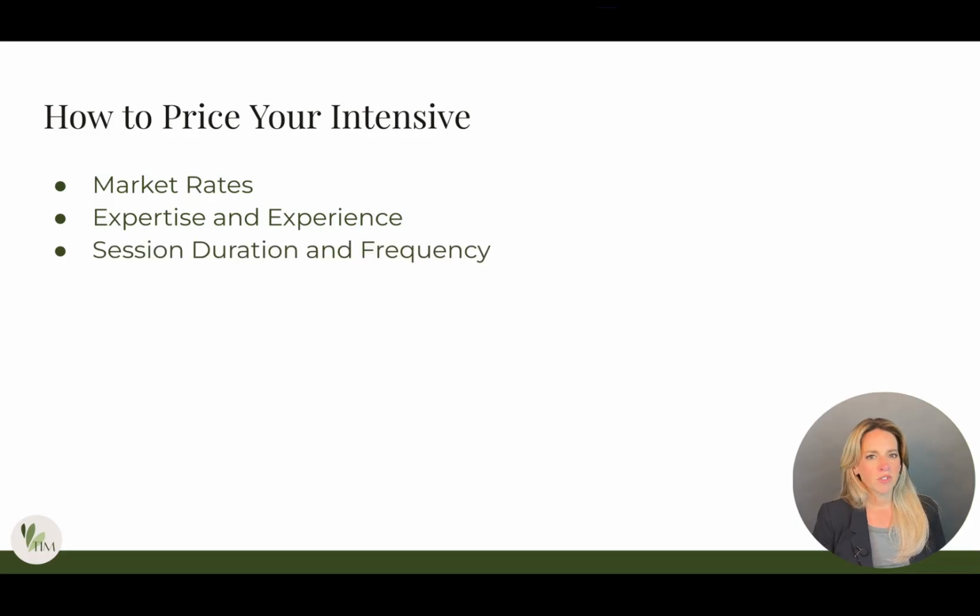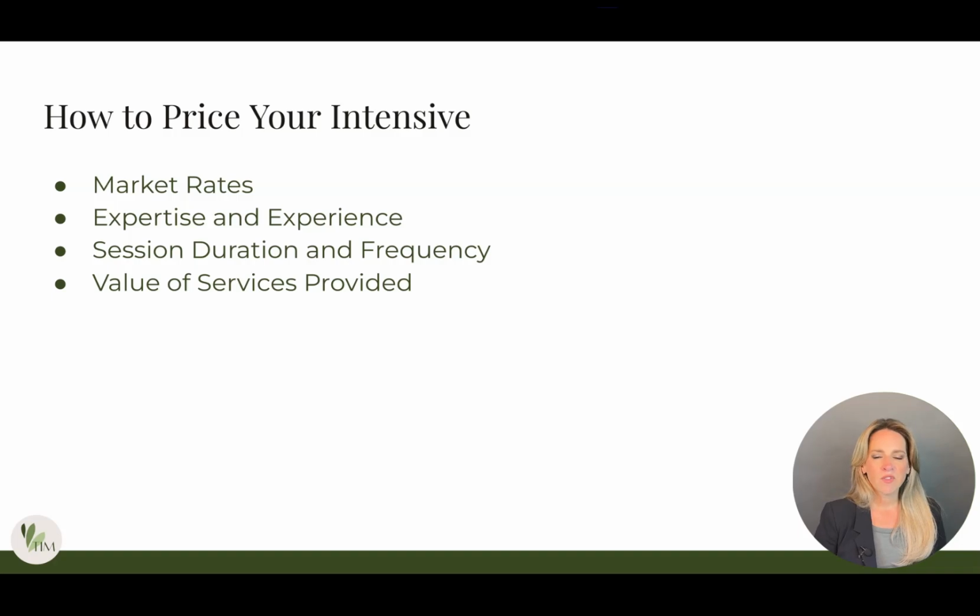Determine the duration and frequency of the intensive therapy sessions. For simplicity, we're going to talk and reference 3-day intensives because that's our primary core offer. However, you might decide that there's something else that will work better for you. Assess the value of the services provided within the intensive therapy program. This includes factors such as personalized treatment plans, additional resources, follow-up support, and the overall impact on the client's lives.